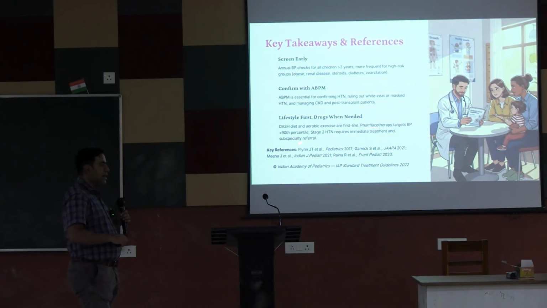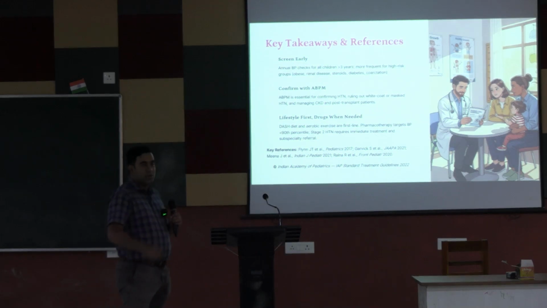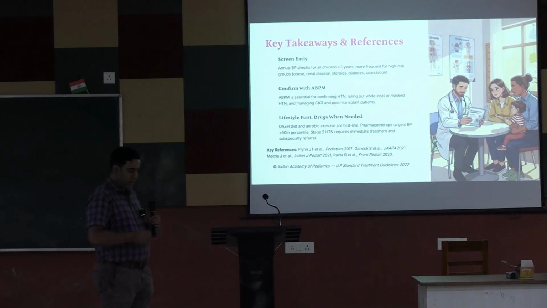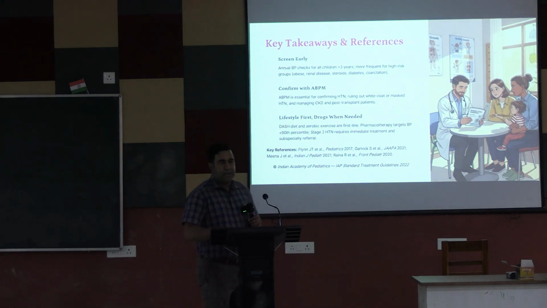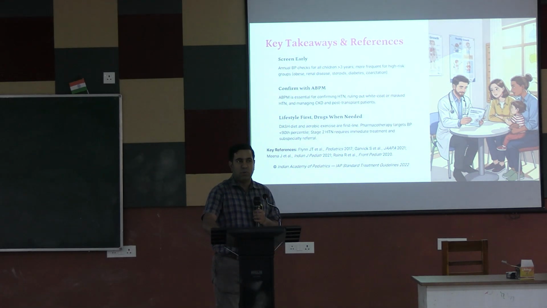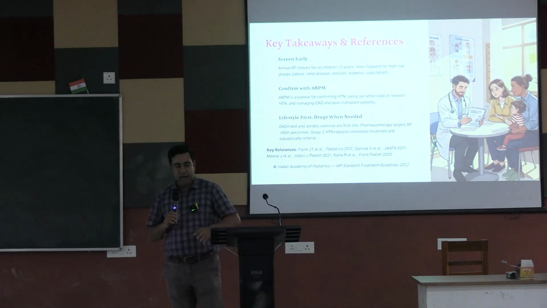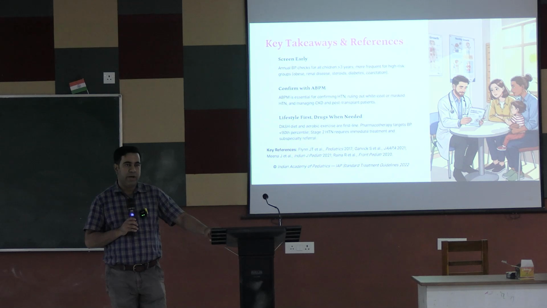Pharmacotherapy targets BP less than 90th percentile. Okay. Stage 2 hypertension requires immediate treatment and subspecialty referral. It means if the patient has stage 2 hypertension, we will start drugs, then refer the patient to a cardiologist for echocardiography. Okay. So this is all about hypertension. We have to remember the classification of hypertension: what is stage 1, when we will call it stage 2, what is elevated BP and what is normotensive. Normotensive is less than 90th percentile, meaning less than 120/80.